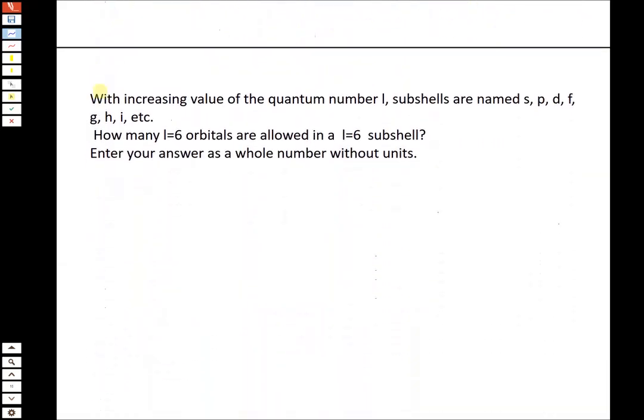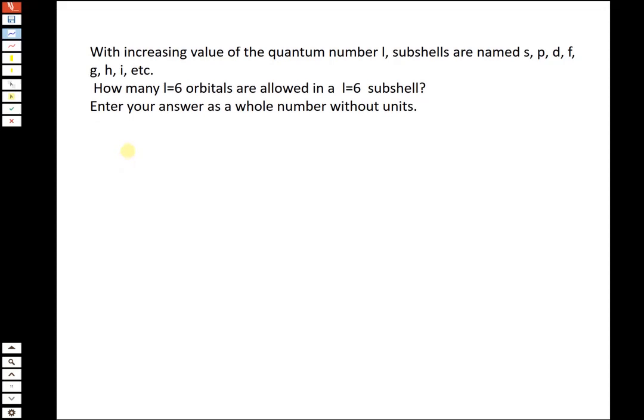And then finally, the last one here is, with increasing value of the quantum number L, subshells are named S, P, D, F, G, H, I, and so on. That information is not really necessary for this question. That's just a little bit of background. But the key aspect of this is how many orbitals are allowed in an L equals 6 subshell. So again, we have some relationships for number of orbitals here. So we'll go through all of them.